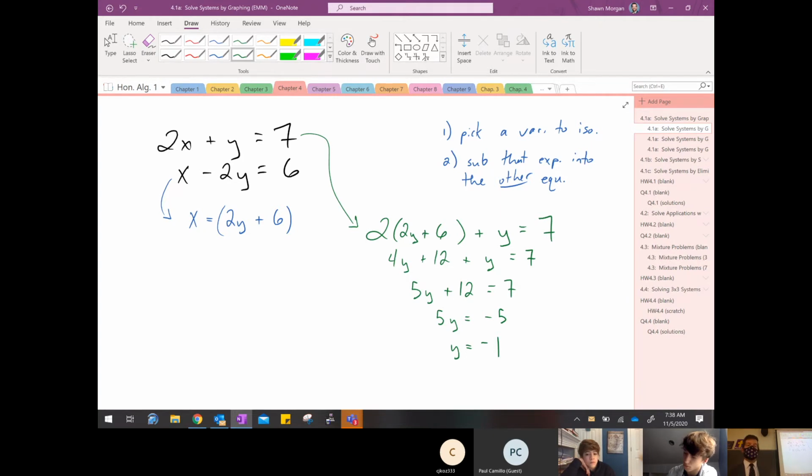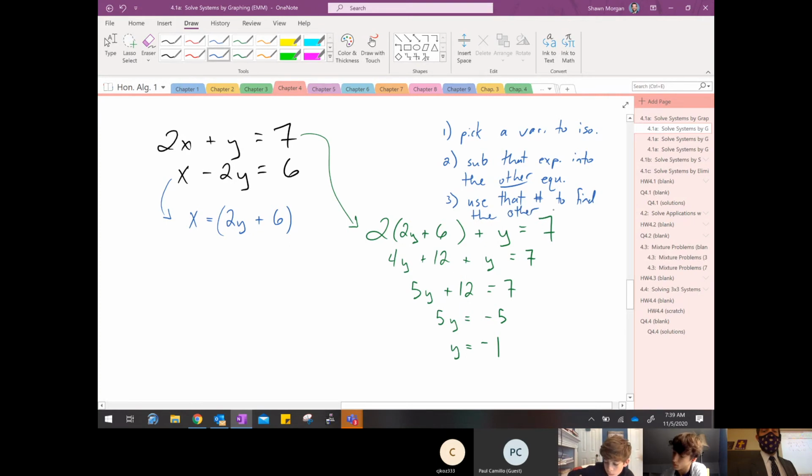Now, is that the answer to my problem? Am I finished, in other words? Say no. No, heck no, Coach, you're not done. Because I want you to remind me, fellas, what does it mean to solve a system? To find the ordered pair. We've only got half the answer. So our third and final step is to use that number to find the other variable.